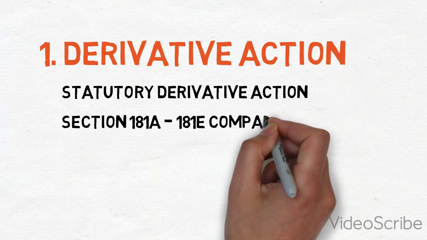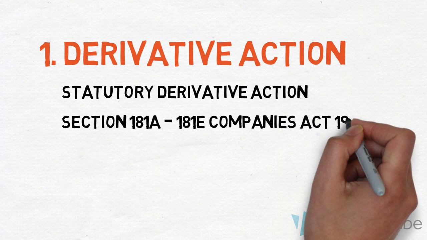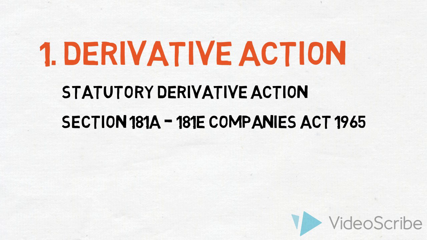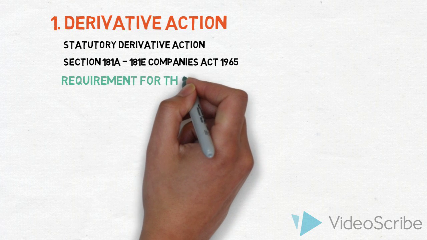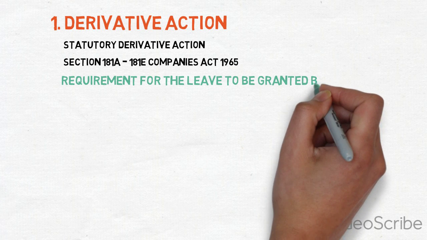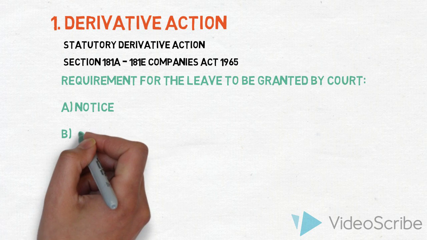The new statutory derivative action under Section 181A to 181E of the Companies Act 1965 allows a complainant to apply for leave of the court to bring an action on behalf of the company. This new action, which came into effect on 15 August 2007 under the Companies Amendment Act 2007, allows a shareholder to sidestep the restriction of the common law derivative action.